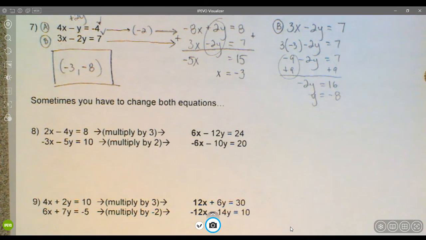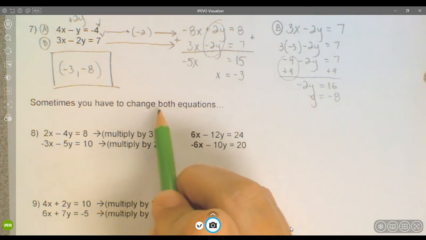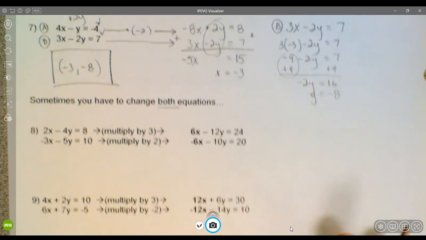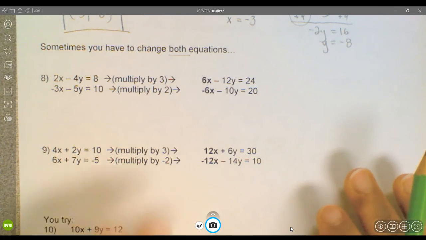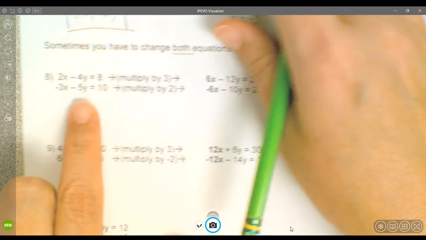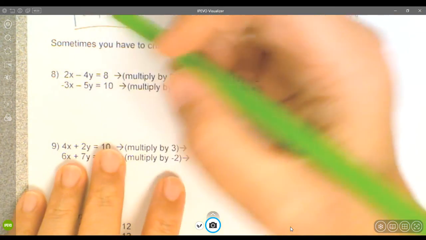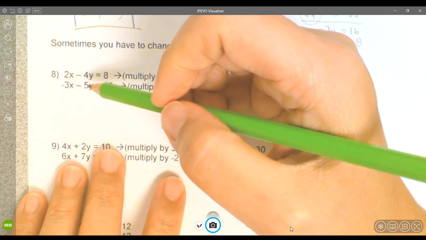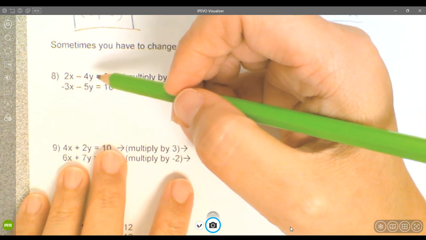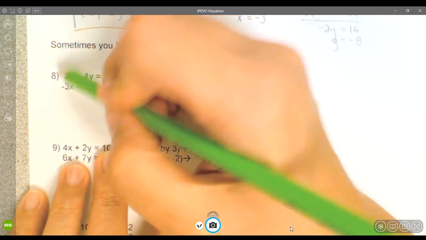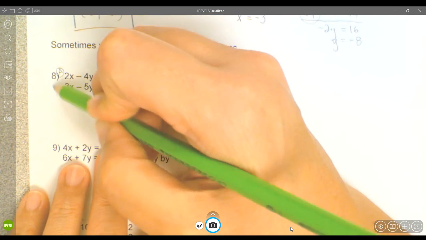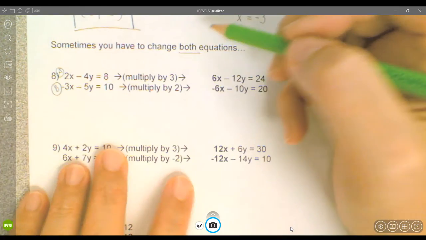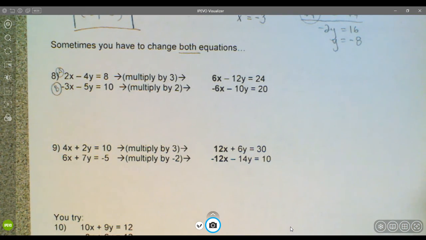All right. So that's how you change one equation to make opposites. Sometimes you're going to have to change both equations. So let's look here. So if this is 2x and this is negative 3x, what number can I turn both of those into? Well, I can turn them into 6x. You're going to look at the least common multiple, which you may remember from common denominators and all that jazz.